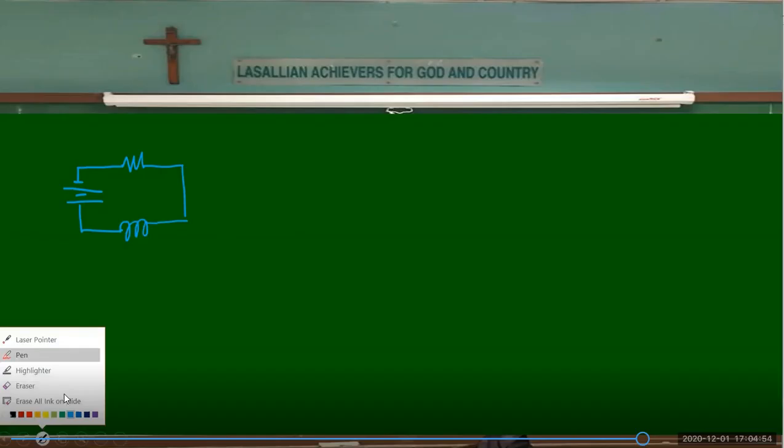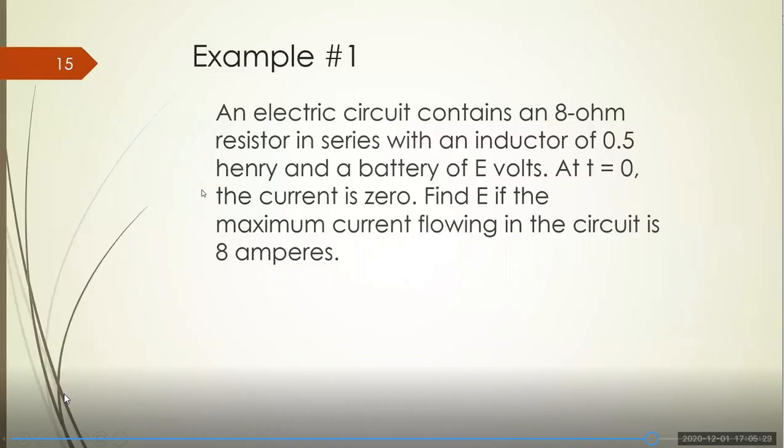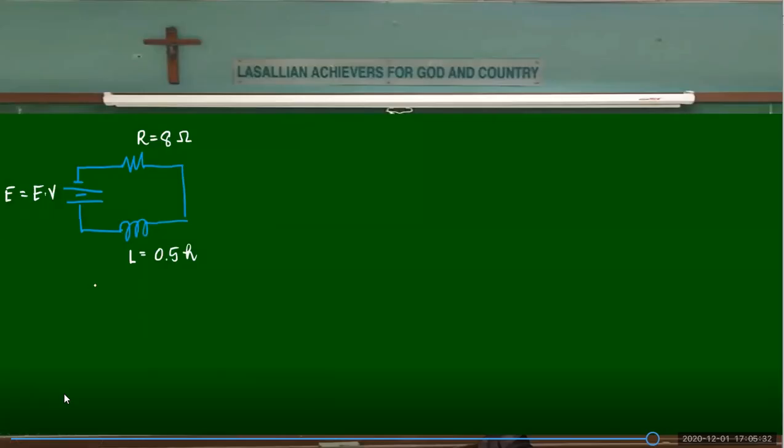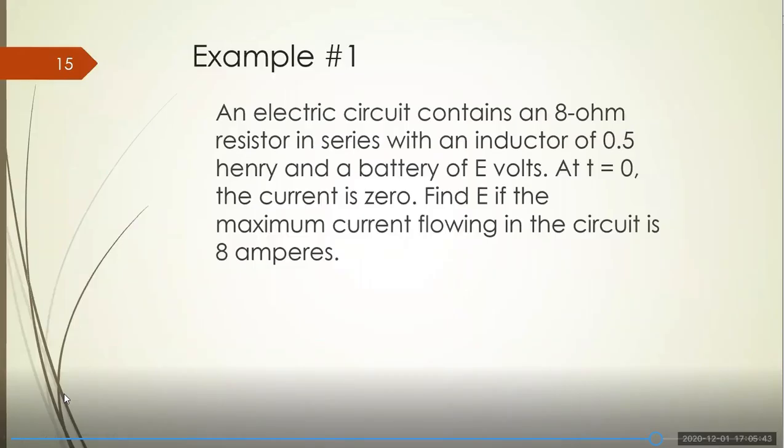Okay, so here, what is the E? Volts. What about the resistor? 8 ohms. The inductor is 0.5 Henry. At time equals 0, current is 0. So this is the initial value of current. Find E if the maximum current flowing in the circuit is 8 amperes.